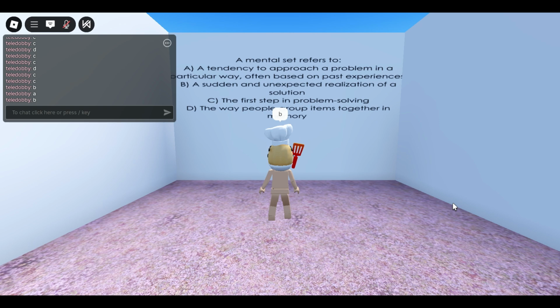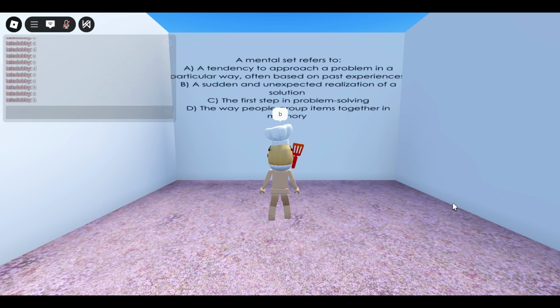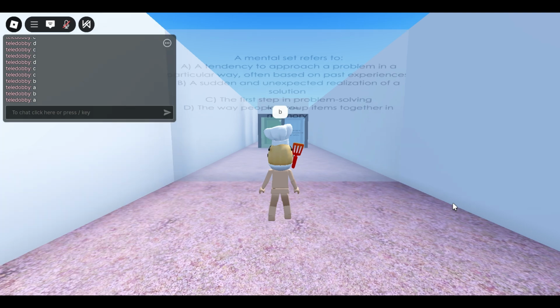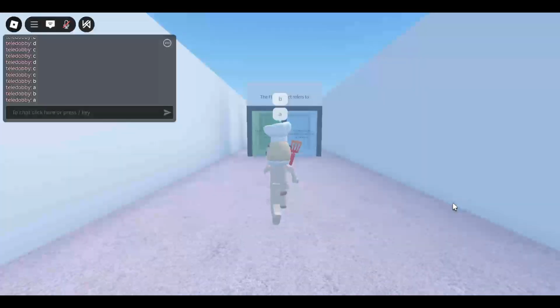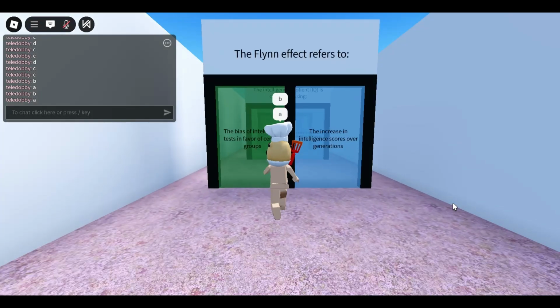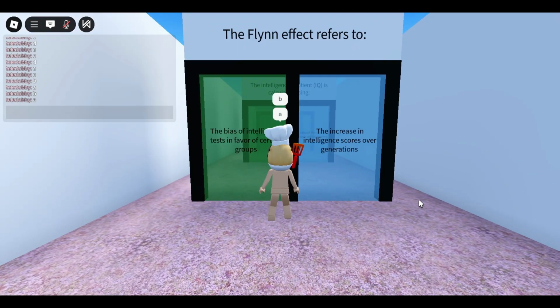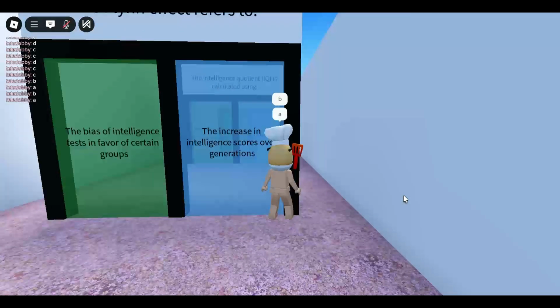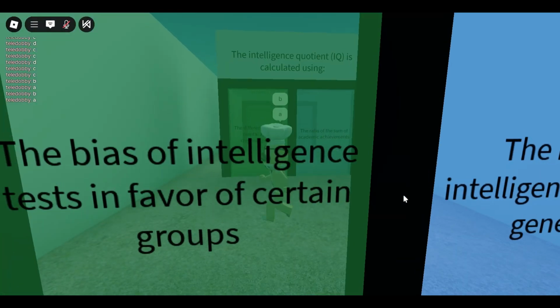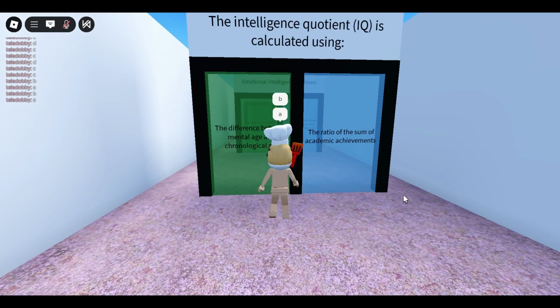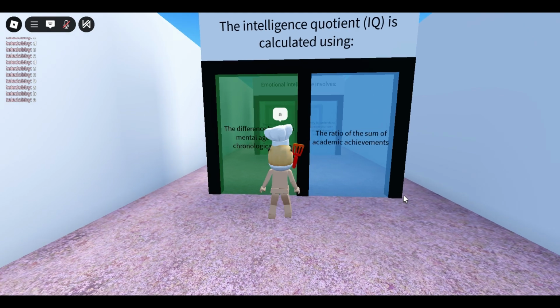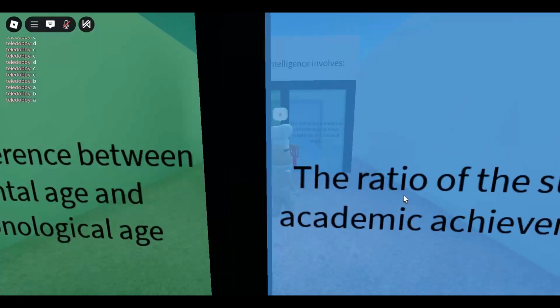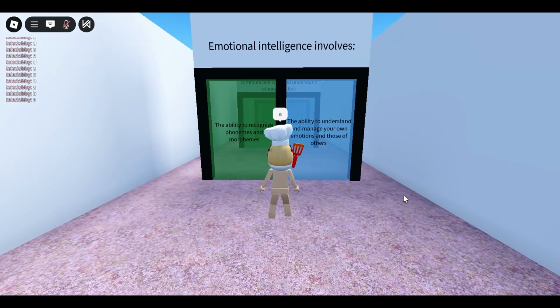A mental set refers to a tendency to approach a problem in a certain way based on past experiences. The Flynn effect refers to the increase of intelligence scores across generations. The intelligence quotient is the mental age divided by the chronological age times 100. So the difference between mental age and chronological age. And emotional intelligence involves understanding and managing your own and others' emotions.